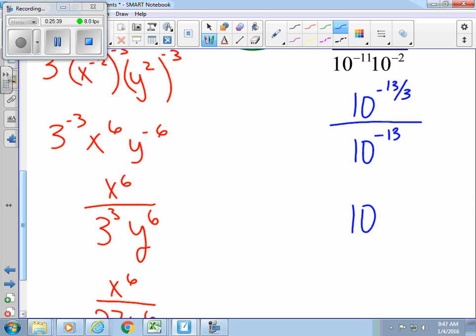10 to the first divided by 10 to the first is 1, because 1 minus 1 is 0. But don't make up a rule. What is this? Do it: negative 13 thirds minus negative 13, or plus 13. You don't split. 10 to the 26 over 3. Is that what we got?